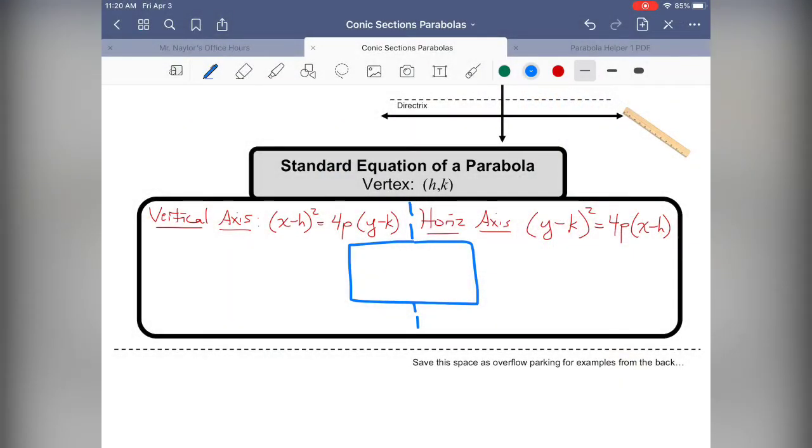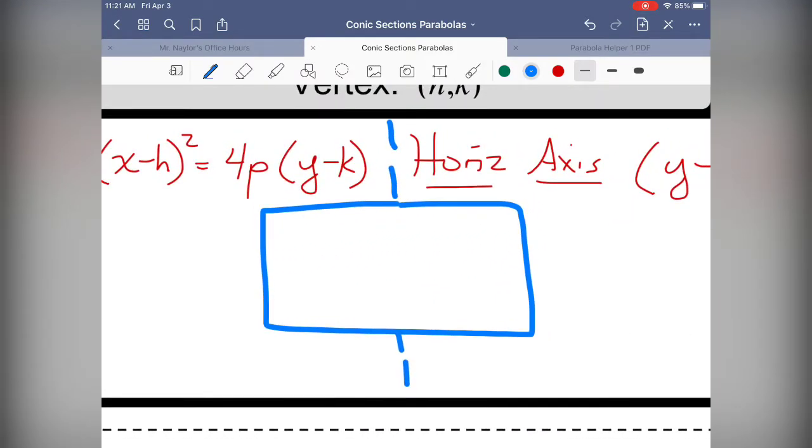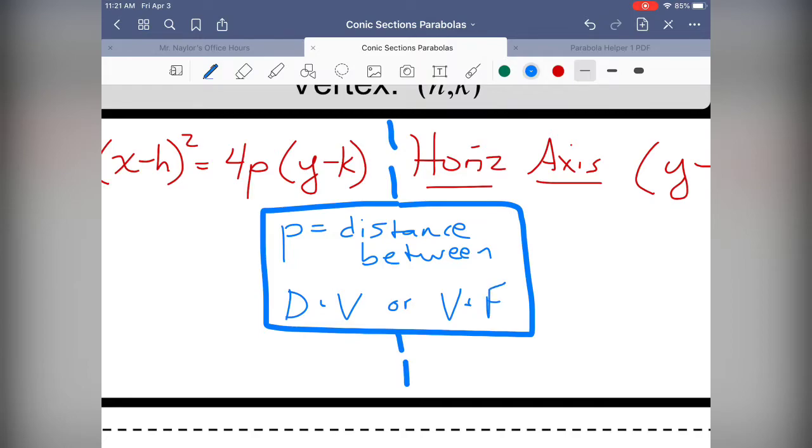All right, well, I hope you saw that this p-value, it's pretty important to the parabola. In fact, it's something I'm going to encourage you to add to your little box of notes here, where we can say that p is this distance, did you notice, between the directrix and the vertex, or the vertex and the focus.